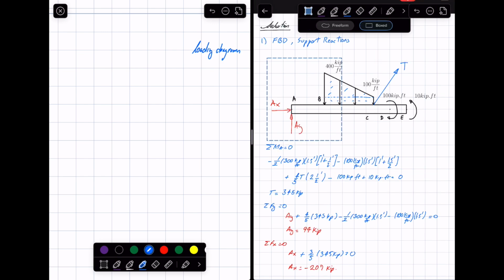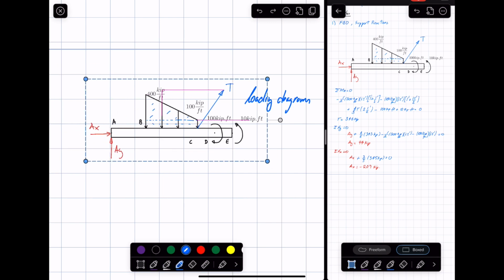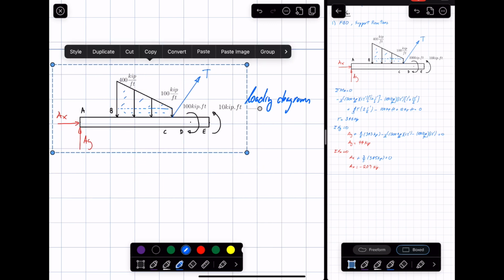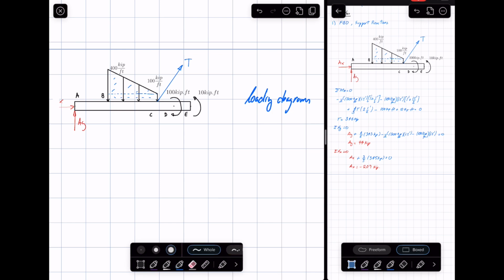We can now start with our loading diagram, which is very similar to our free body diagram, except all the unknowns are now replaced by the known loadings. Again, this is supposed to be 99 kip, not 94.